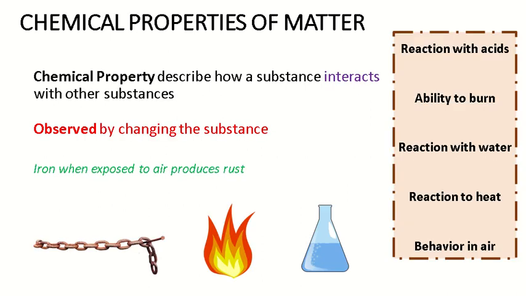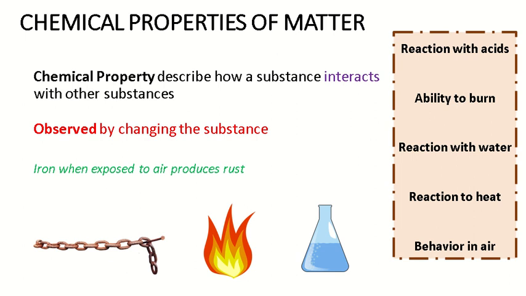Chemical properties describe how a substance interacts with other substances. So if you have a substance and you want to observe its chemical properties, you have to change the substance by either reacting it with an acid, seeing if it burns, reacting it with water, reacting it with heat, or observing its behavior in air.